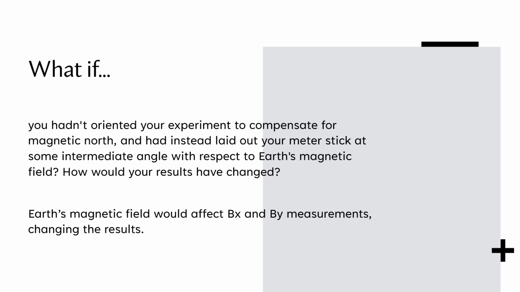The first what if question is: if you hadn't oriented your experiment to compensate for magnetic north and had instead laid out your meter stick at some intermediate angle with respect to Earth's magnetic field, how would your results have changed? Well, then Earth's magnetic field would have affected our results for X and Y. To remove this, we would have had to do more calculation to subtract the X and Y found for Earth's magnetic field.